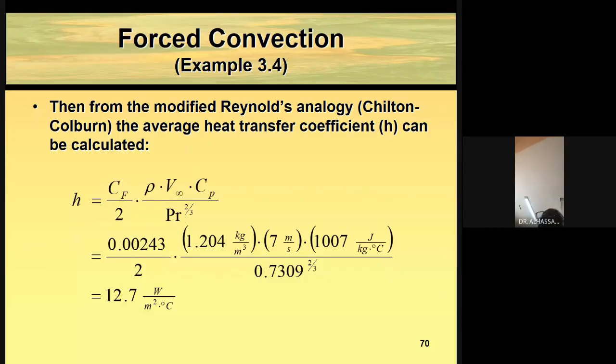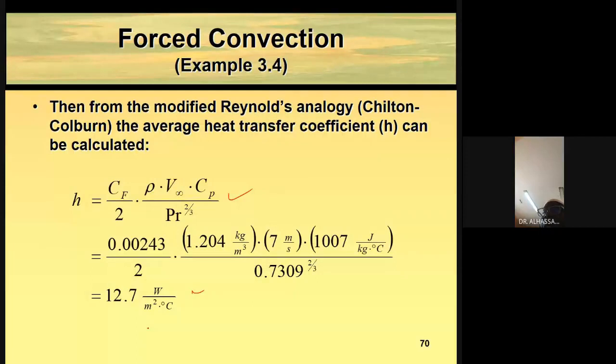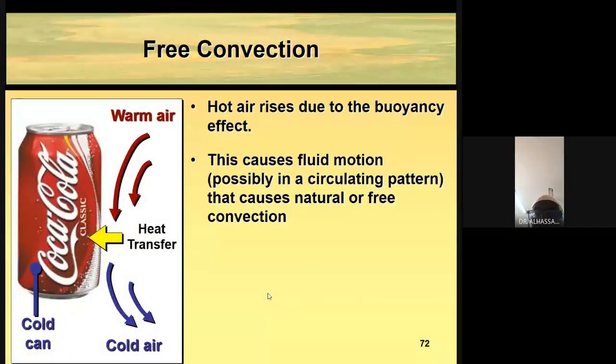From the modified Reynolds analogy, the average heat transfer coefficient can be used. So now the heat transfer coefficient is this. Now we can use this equation to calculate hAΔT, where ΔT is the temperature difference. You know h already, you know the area, you know ΔT. You can easily calculate the heat transfer. Quickly, let us move on to natural convection, and then we solve 1 or 2 questions, then we leave.